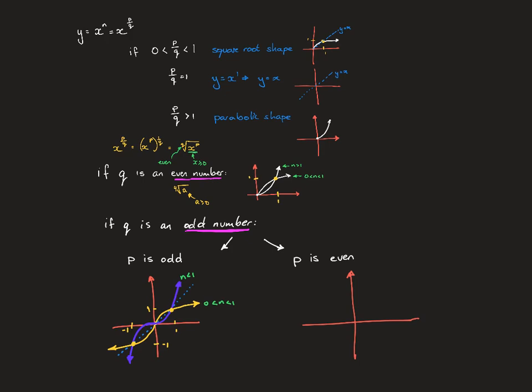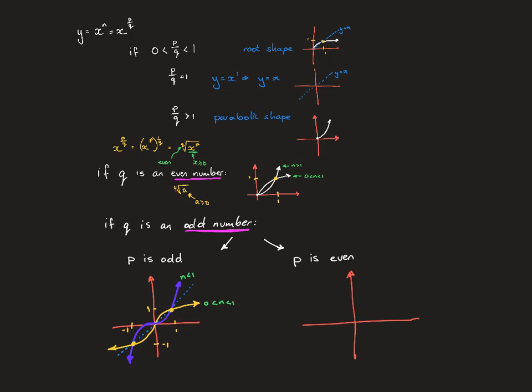So if p is odd, so you have an odd number in your numerator, and the actual fraction itself is between 0 and 1, you'll get this root shape graph. So up here I've said if the fraction is between 0 and 1, you'll get a square root shape. How about if we change that to just say a root shape for a graph?